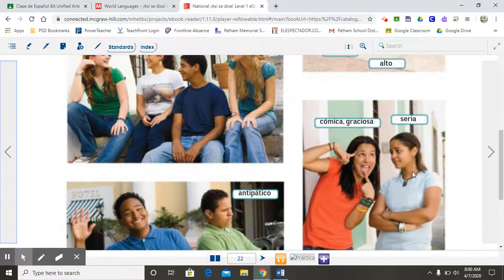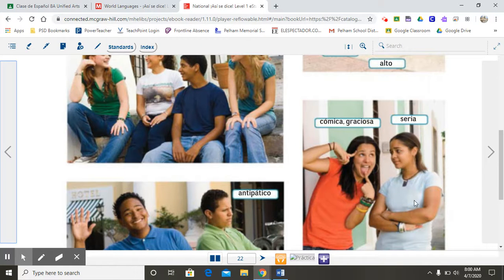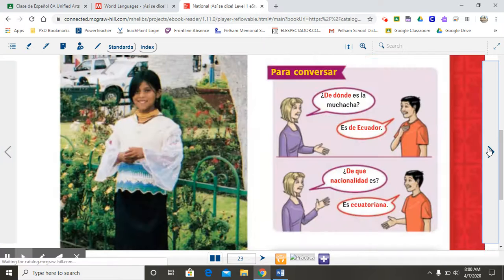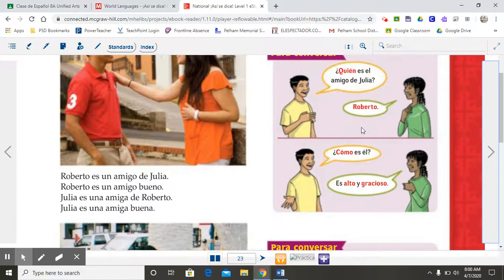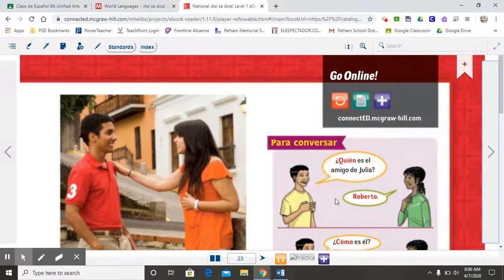Once you study the words inside the bubbles, you can also look at your list. And when you're done studying the words in the bubbles, please don't forget to study these 3. They're literally the second part of the exit ticket. ¿Quién? ¿Cómo? ¿De dónde? All right, that was it. Make sure you study that, boys and girls.